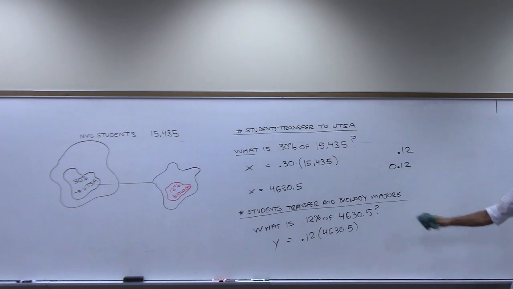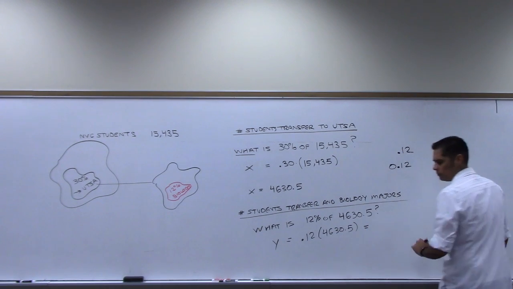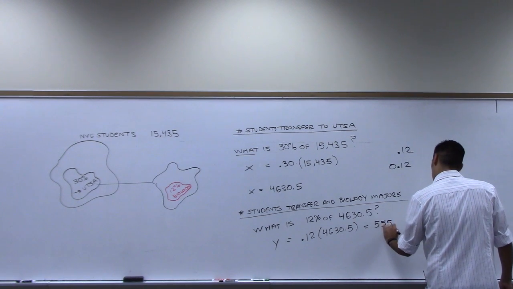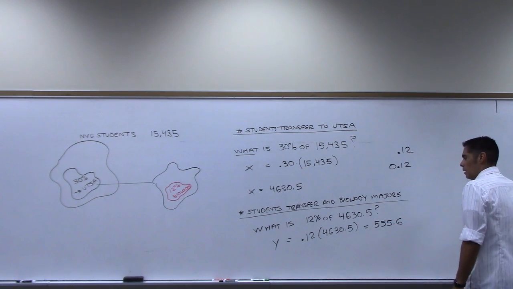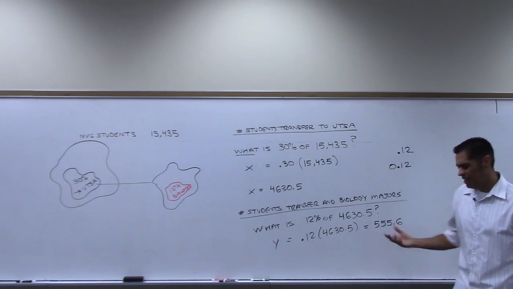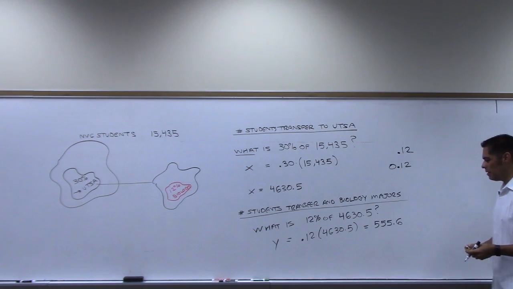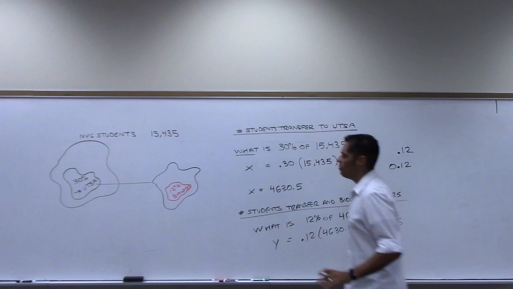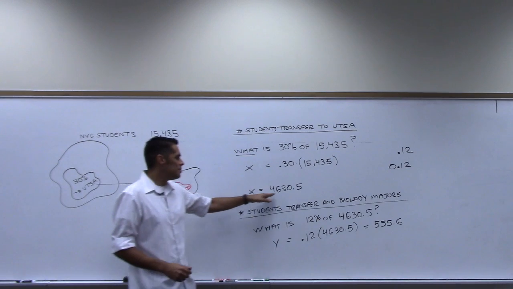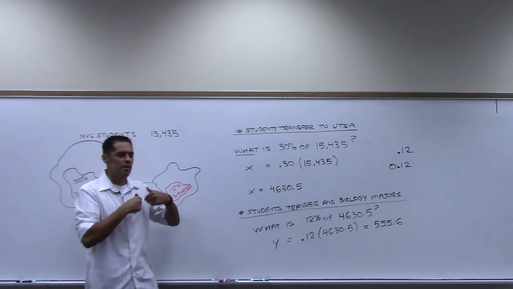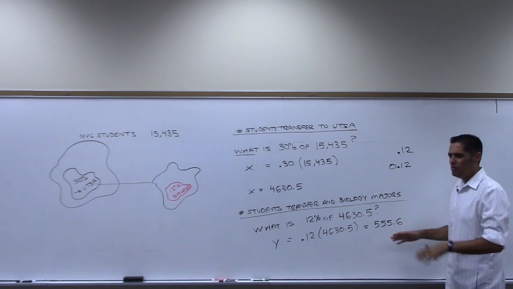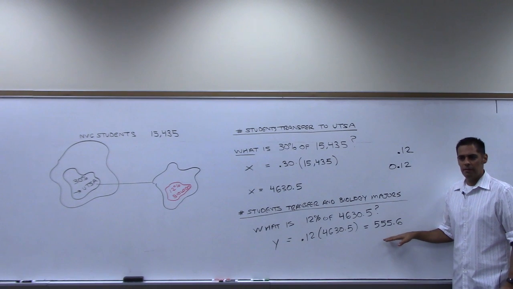All right, on the calculator, this is 555.6. I got 0.66. I don't know if that matters. Yeah, we're talking about people, so I think we're going to be okay. Roughly what we're saying is this: about 4,630 students are going to transfer to UTSA, and of those, a total of about 555 or so are going to be biology majors over there.